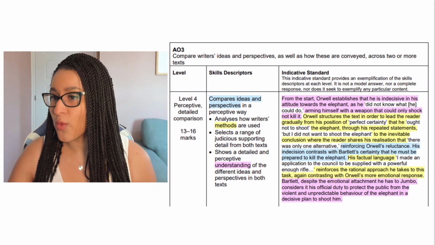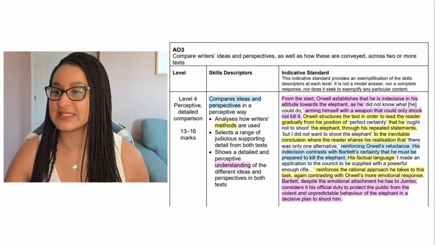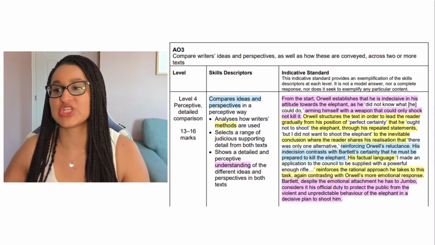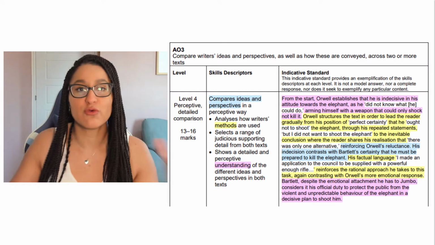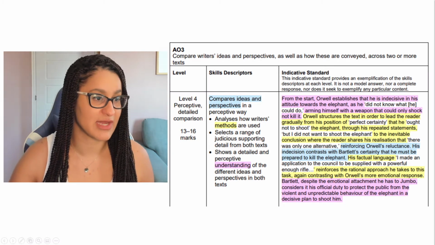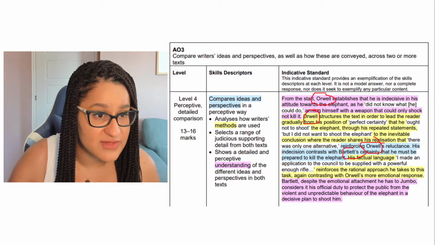From the start, Orwell establishes that he is indecisive in his attitude towards the elephant as he did not know what he could do. Notice that focus. Orwell establishes that he is indecisive. It's all focused on the writer, Orwell. And we see that going through the entire thing. Orwell, Orwell, Orwell. And then we shift to Bartlett.